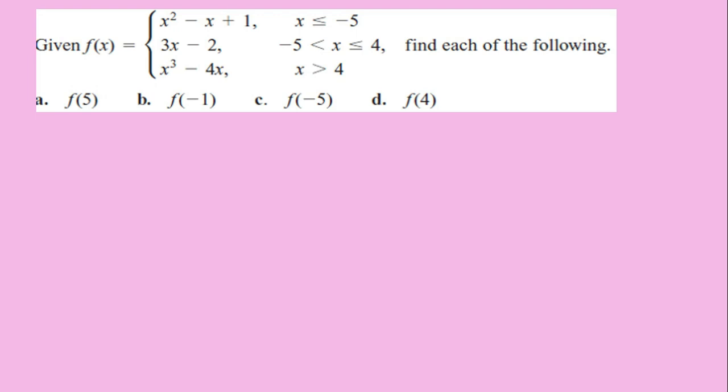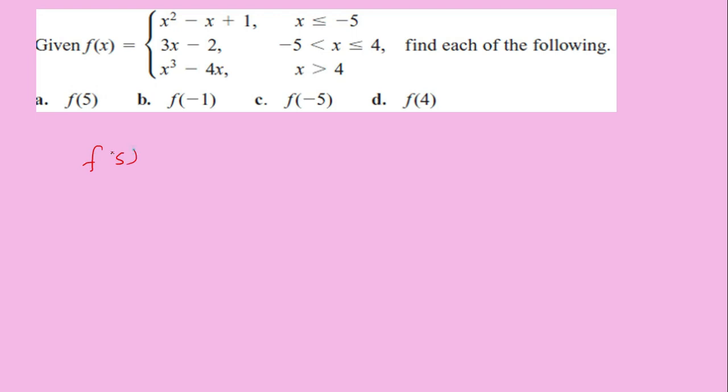Here a piecewise defined function is given. How to find the values of the function for some given x values. F of 5. Look at this function. The first part of the function is defined for all values of x less than or equal to negative 5. The second part is between negative 5 and 4, where 4 is included and negative 5 is not included, isn't it? The third part is for all x values greater than 4. So keeping this separation of the intervals in mind, let us try f of 5.